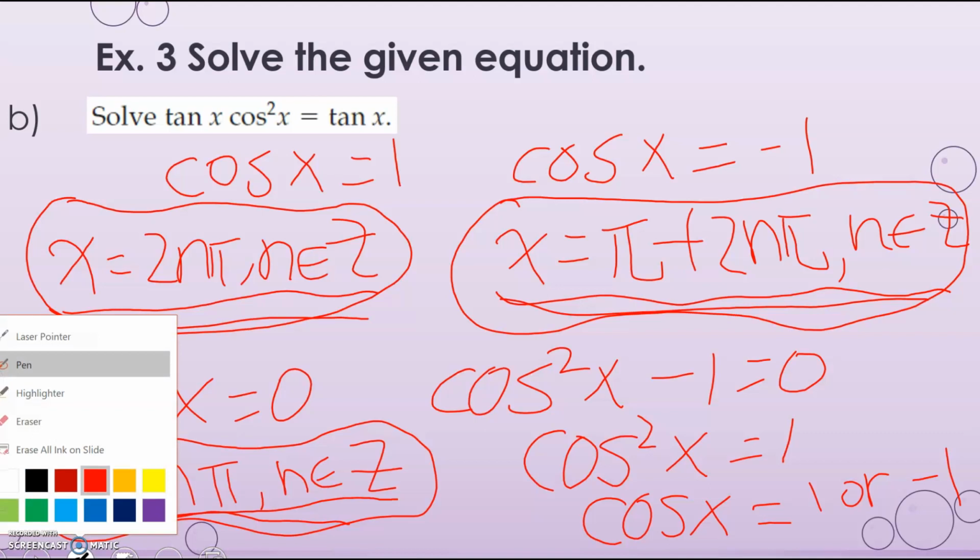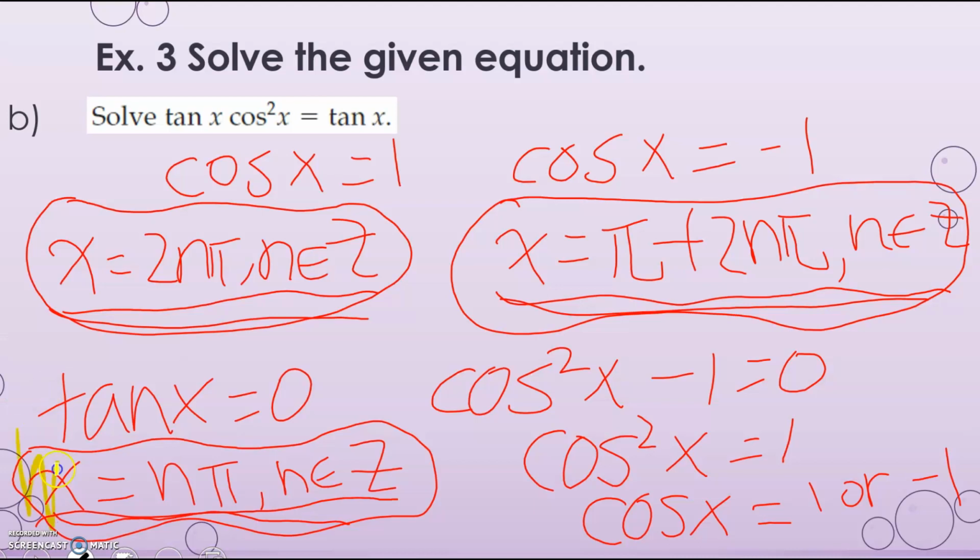So the only solution I will have to write is this one, because this particular solution will already include everything I want, whether it is even multiples of pi or odd multiples of pi. So for my solution, all I have to indicate is x equals multiples of pi, and that n is an element of integers. Okay, moving on.